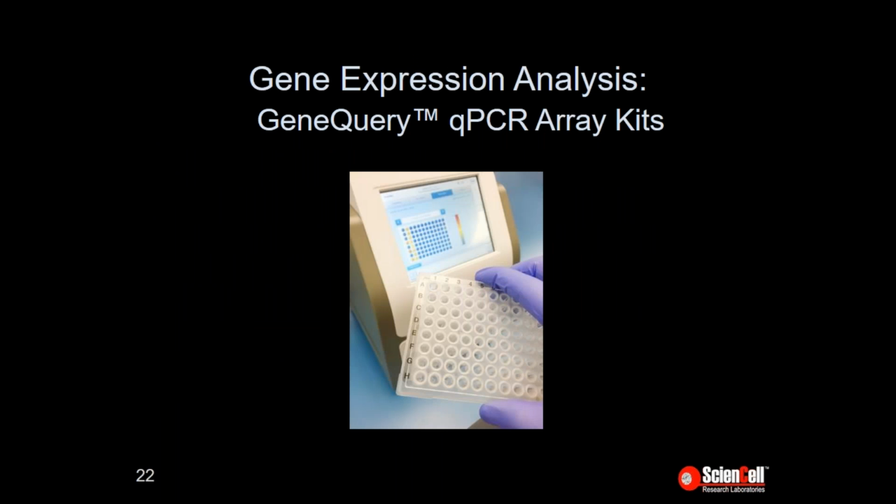So I just talked about ways to improve your primary cell culture using specialty media and specific techniques. Once you have good quality cell cultures, you will need a way to analyze them and characterize your cells. Although at ScienCell Research Laboratories we offer a variety of products to analyze cells, today I will briefly introduce you to our gene analysis product, Gene Query qPCR array kits, which can be used to analyze your primary cells.